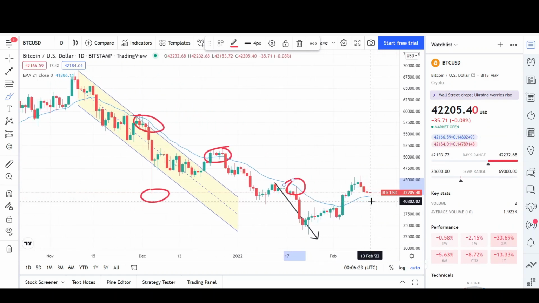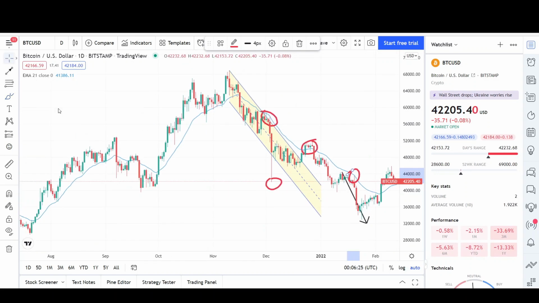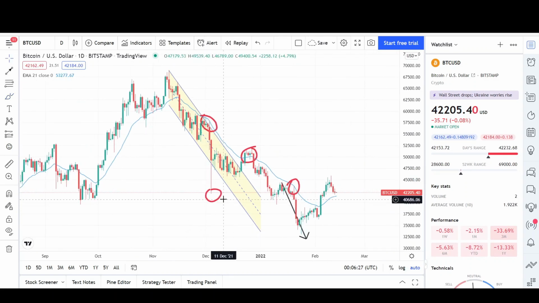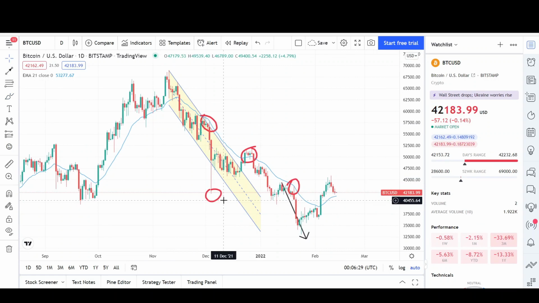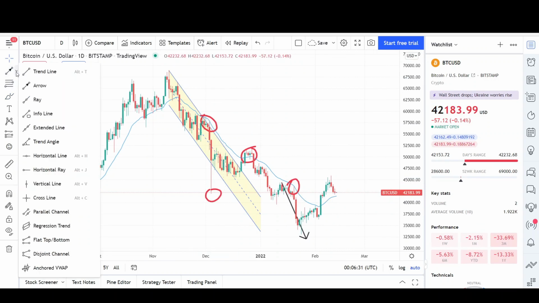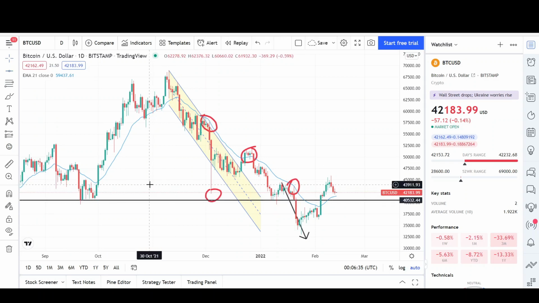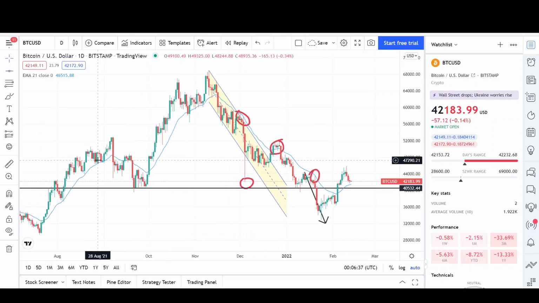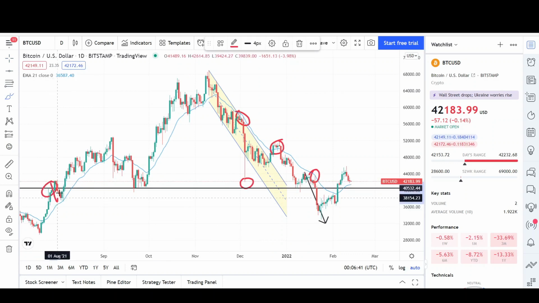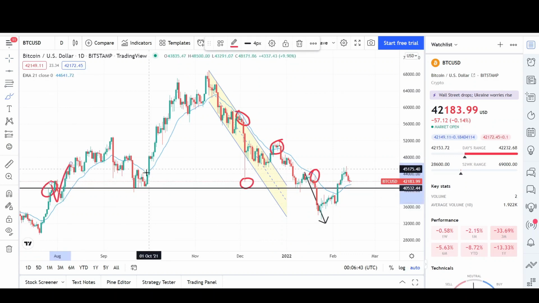However, it all depends on what Bitcoin wants to do around this level right here. Right around this $40,000 level is going to be key, and I'm going to show you why. So if I put a horizontal line right there, right around this $40,500 level, you can see that over here is acting as resistance.